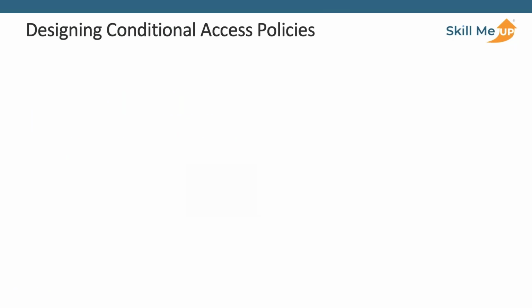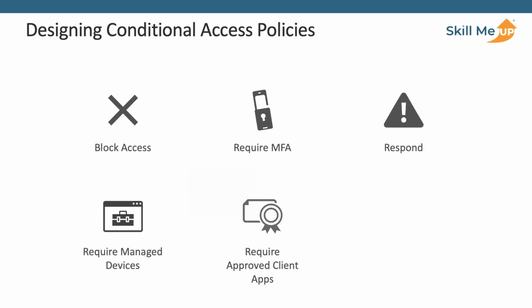Okay, so when we look at designing conditional access policies, there's 6 key things to consider. So the first one is block access. This is one of the options that's available within the conditional access policies. This option is to block access, and it trumps all of the other assignments that you apply to a specific user. So if you say block, that's it. The device doesn't connect, and there's no way that that user can get in.